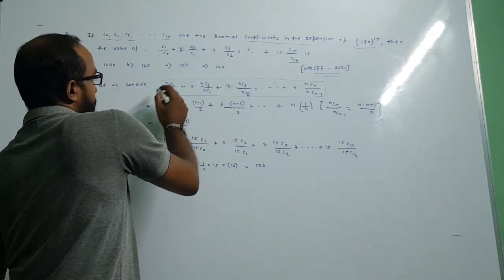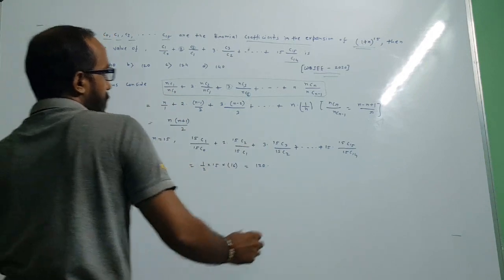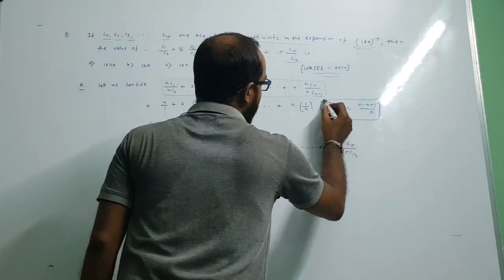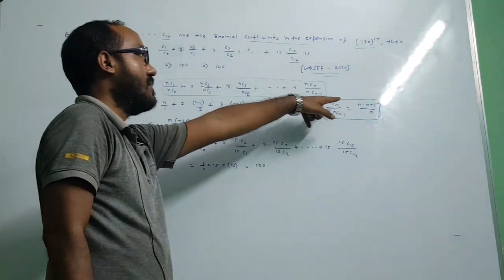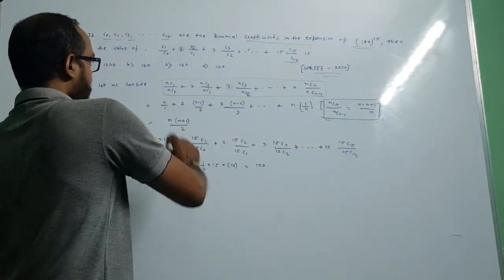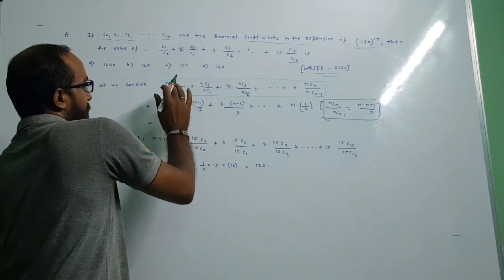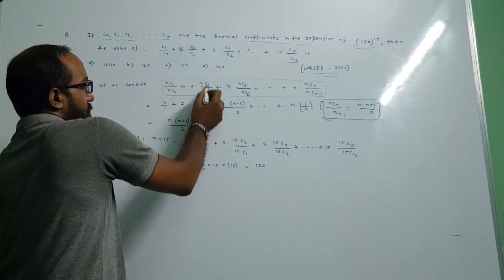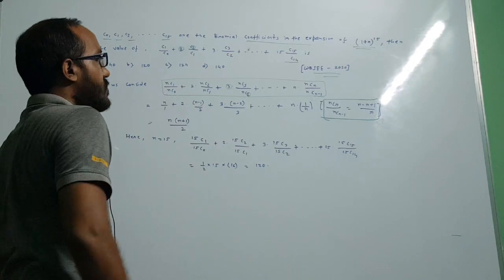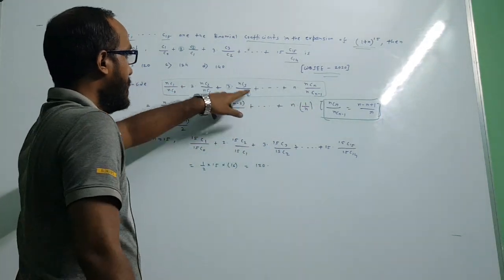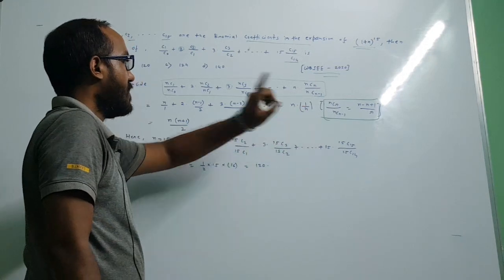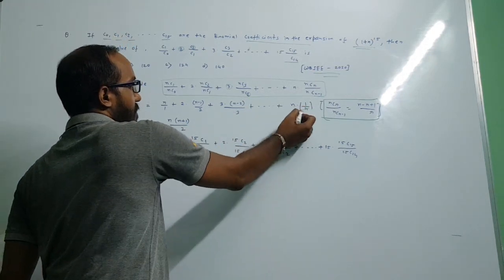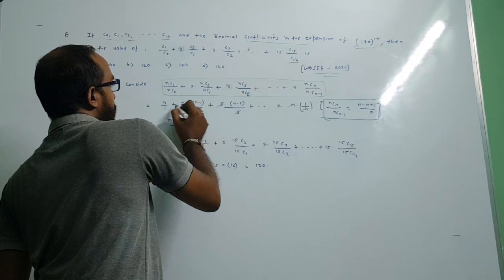Now see, use the formula. We have already learned in the previous problem that nCr by nCr minus 1 is n minus r plus 1 by r. So apply the same formula here, you will get n by 1. Apply the same formula here, you will get n minus 1 by 2. Apply the same formula here, you will get n minus 2 by 3, and in the last you will get 1 by n. See, this 1 by n cancels out, this 3 cancels out, 2 cancels out.